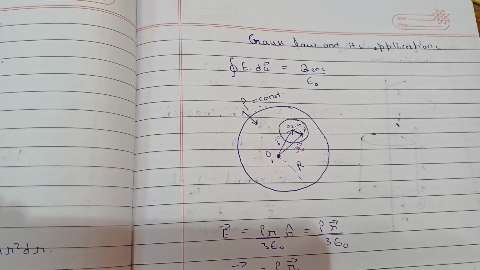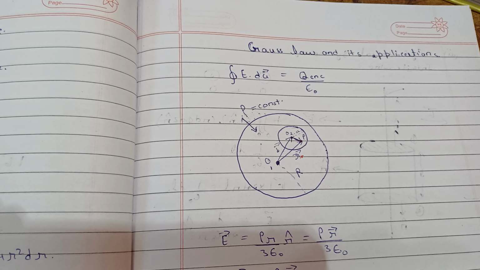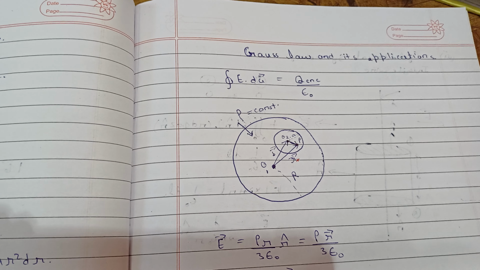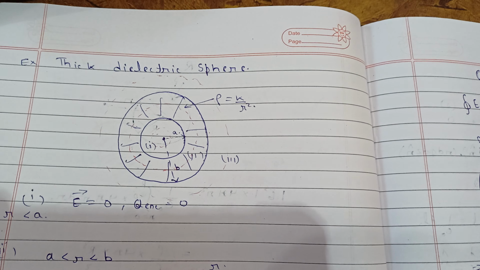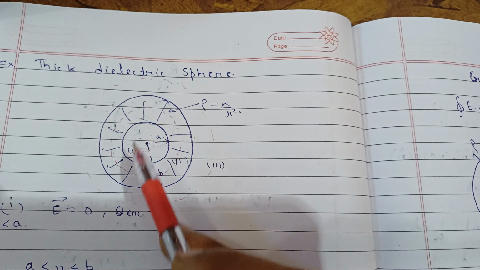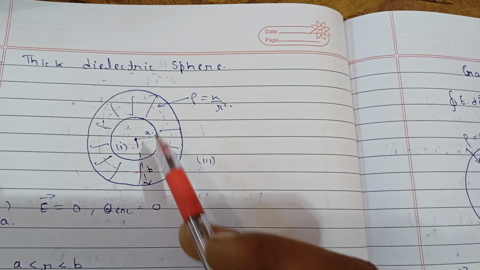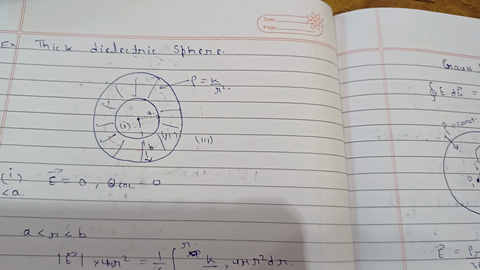So hello everyone, this is lecture 4 for electricity and magnetism. In the last lecture we introduced Gauss's law and discussed some applications. We discussed this with a thick dielectric sphere, considering a cavity made symmetrically inside this sphere. Now let's see the case.